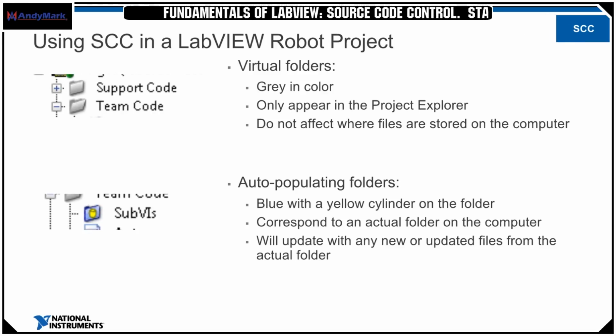Auto-populating folders are going to be this blue icon with a yellow cylinder on it. These actually correspond to a folder on your PC. So you can see that the name of my auto-populating folder now exactly matches what I called the folder on my PC earlier. And like I said, any new files that you put in the folder on your PC will automatically get brought into the LabVIEW project the next time you open the project. So the power here is that you can take any kind of custom VI that you've made, drop it into the auto-populating folder, and the next time you open up your robot project, that VI will get pulled in and updated across your robot code.